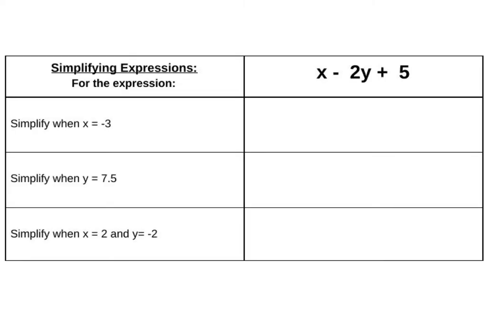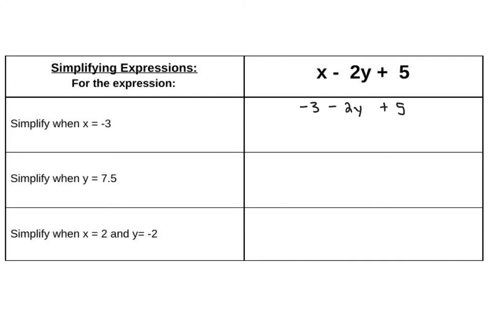Working with this same expression, I want to show you what it means that we can simplify but not necessarily solve. If we are given a value to replace one of our variables with, there is some math we can do. So for example, we could say simplify when x equals negative 3. We can rewrite this expression then, and instead of an x, we could write negative 3 minus 2y plus 5. And there's nothing we can really do with that negative 2y. But at this point, we can take our negative 3 and 5 and combine those.